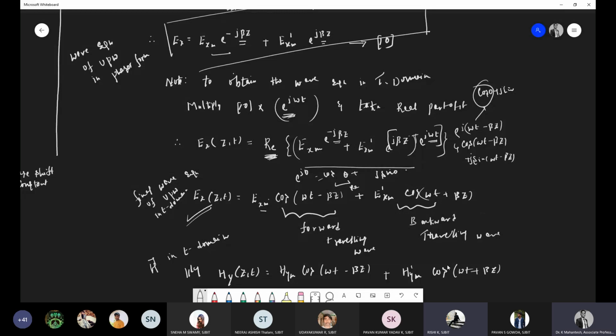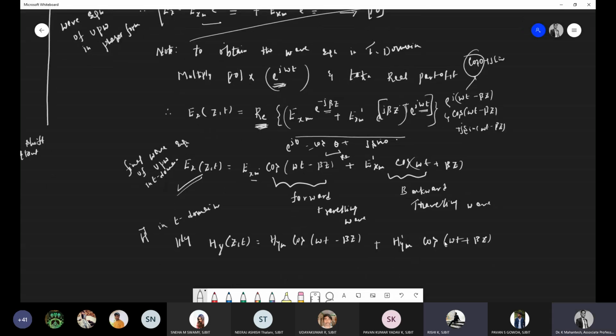Similarly, I can draw Hy in time domain, the equation for uniform plane waves in time domain. So these things you need to remember while deriving the equation for uniform plane waves for E and H.